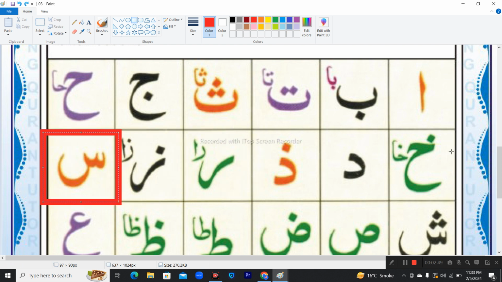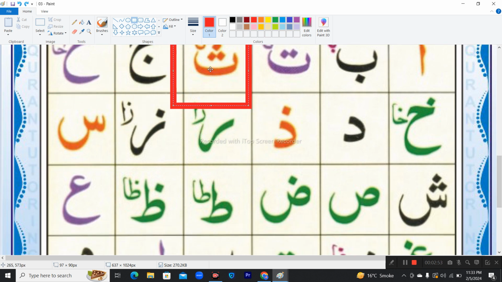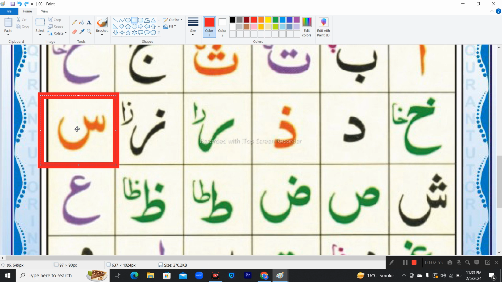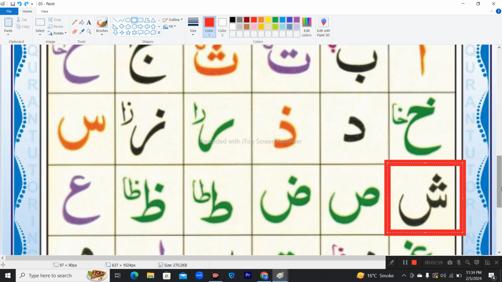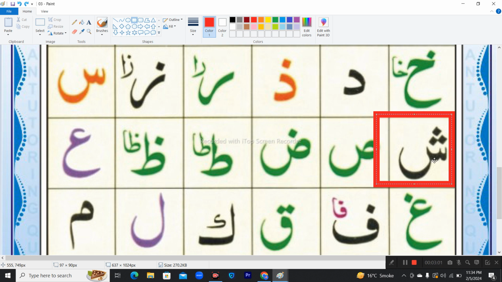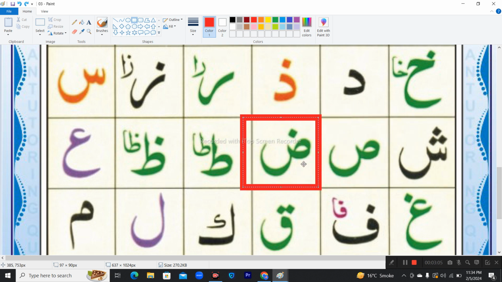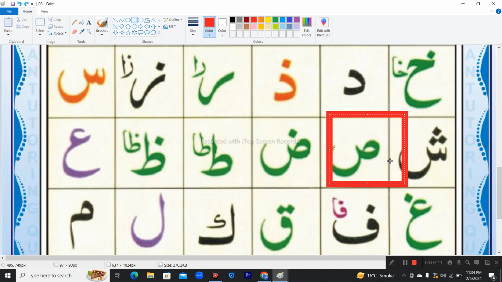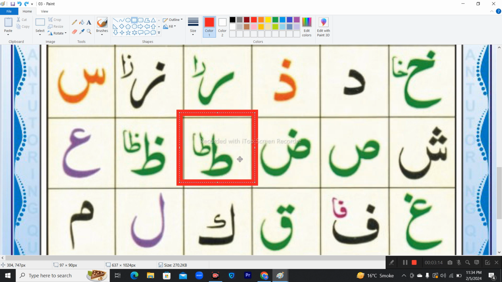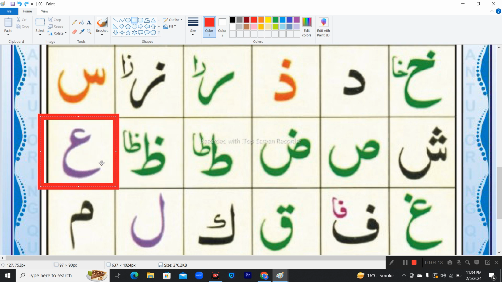Next letter is Seen. Say Seen. Different. Sa is a soft letter, Seen is a hard letter. Say Seen. And the next letter is Sheen. Say Sheen. Next, Swad, Dwad. Again, Swad and Dwad are green color letters, so we read with a heavy sound. Say Swad, Dwad. Next letter is Twa, Zwa, Ain.